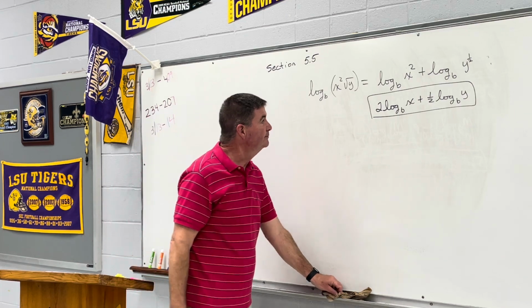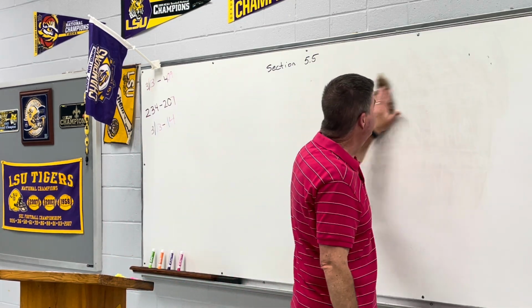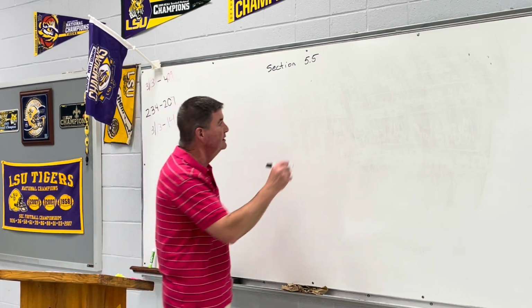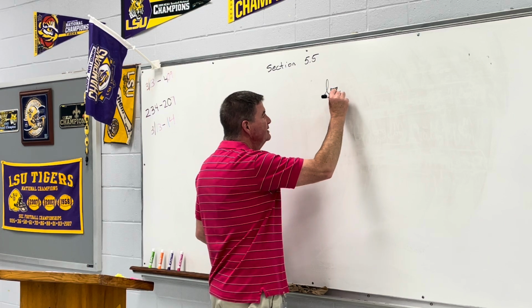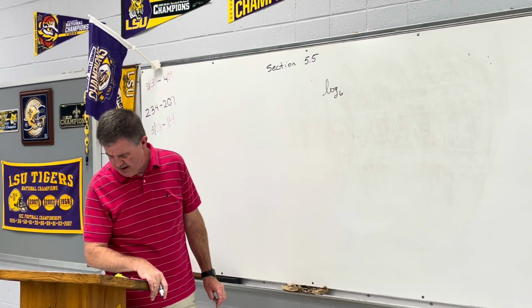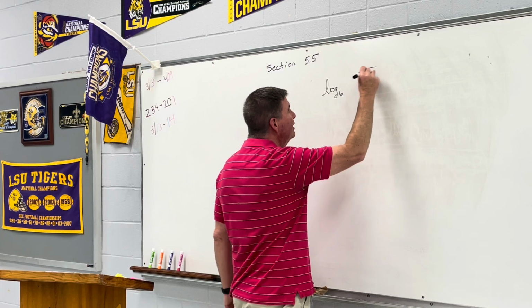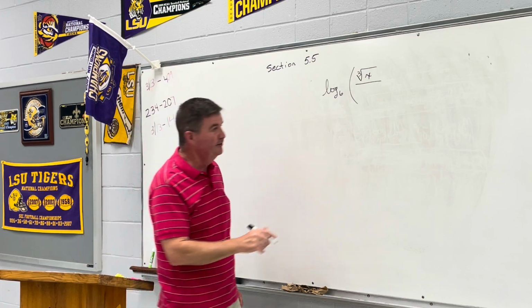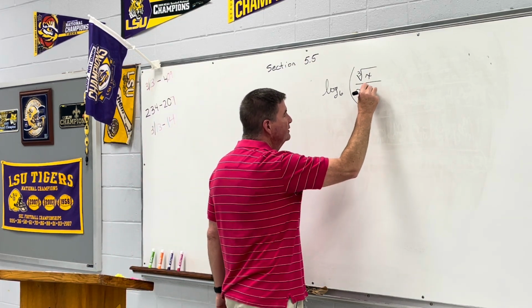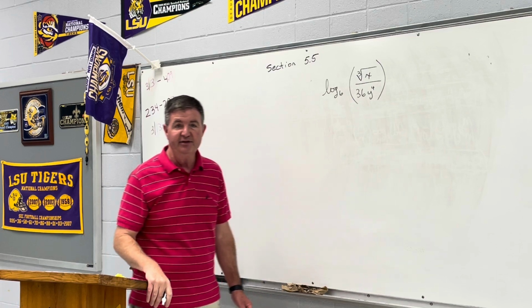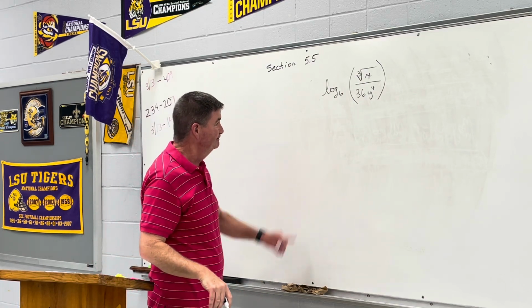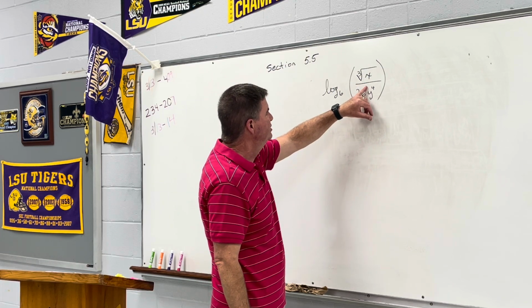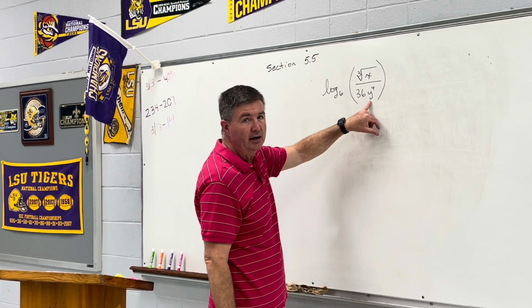Now likewise, on the next one, we could have something where we might have all 3. Suppose I have log base 6 of the cube root of x over 36y to the 4th. This has about everything that we can possibly have in one of these. The first thing we're going to have is what? The quotient rule along with the product rule.